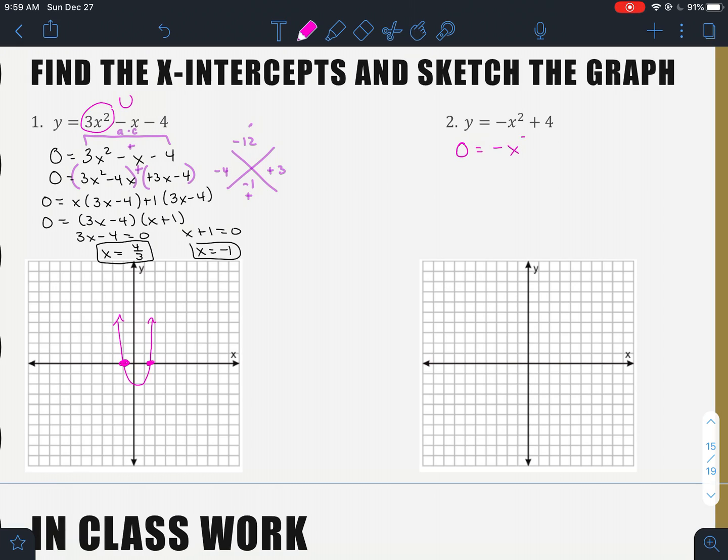All right, next one, we have y equals negative x squared plus 4. So first step, let y be 0. So 0 equals negative x squared plus 4.